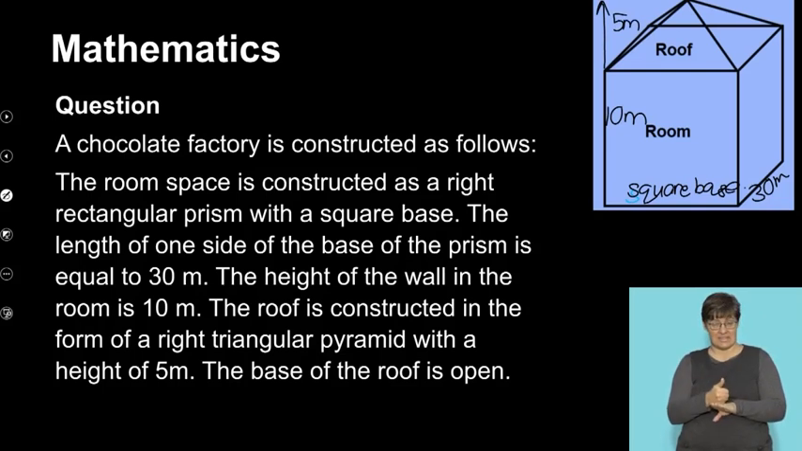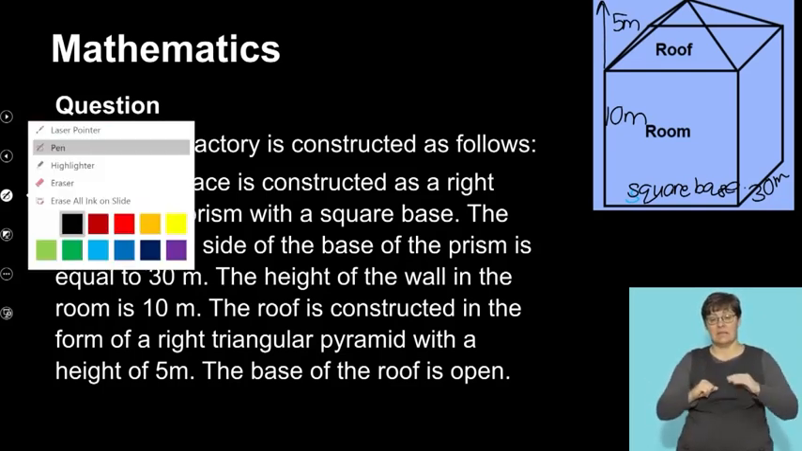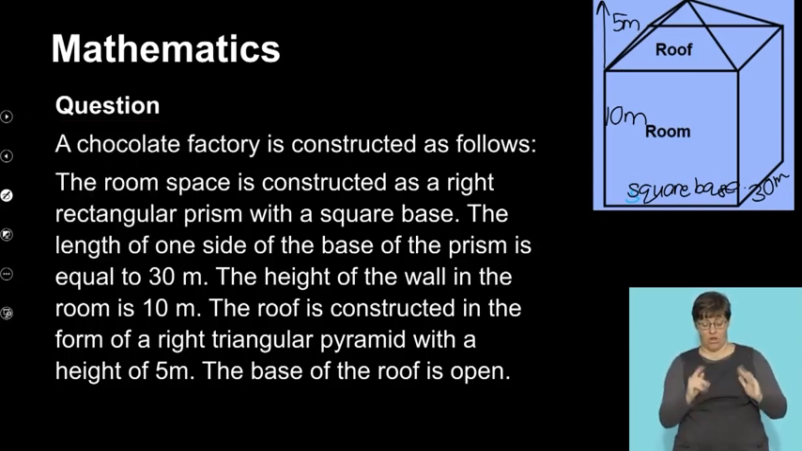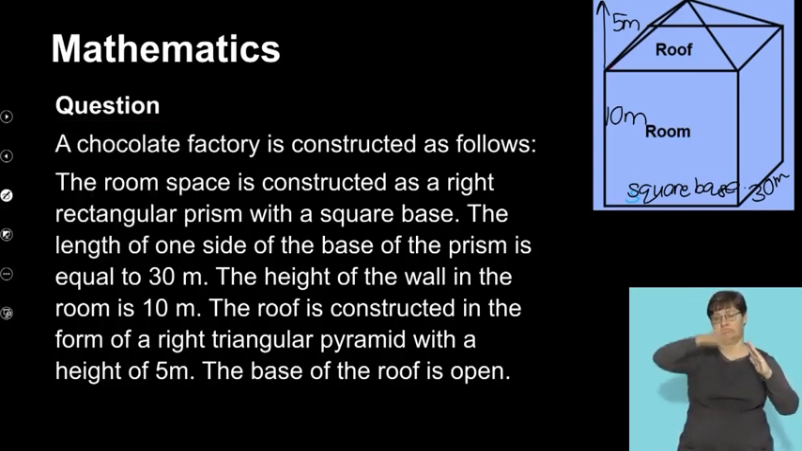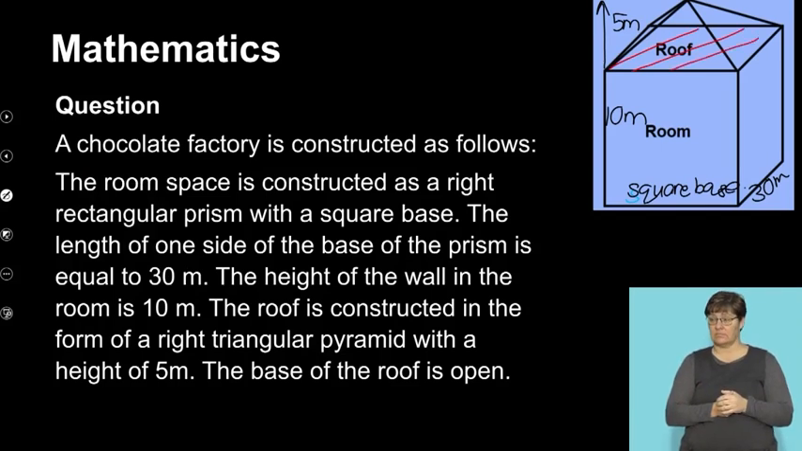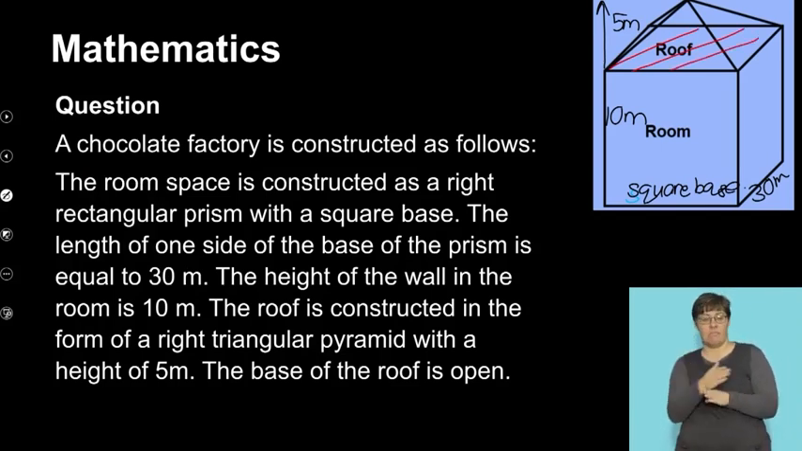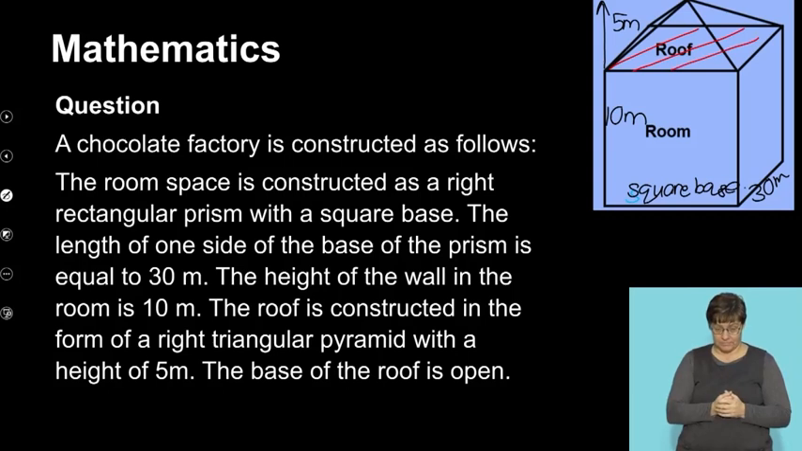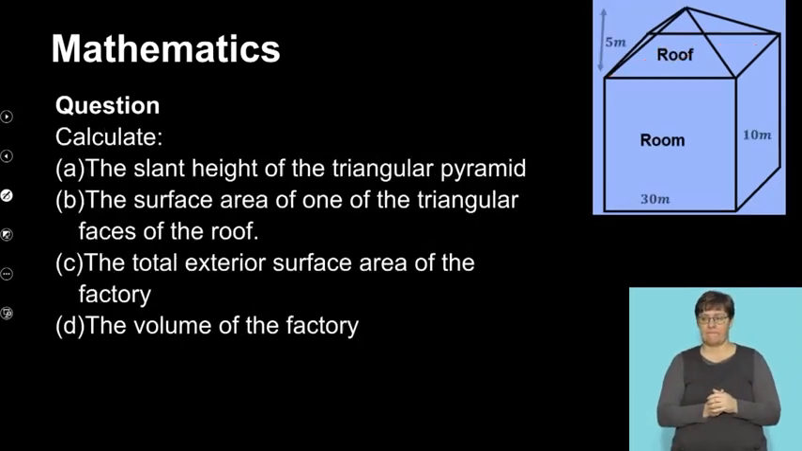And the base of the roof is open. So essentially it just means that the space between the building and the rest of the room is open. So this layer will be open. So it's just some things to consider before we do our calculations. Cool, let's go to the next slide.